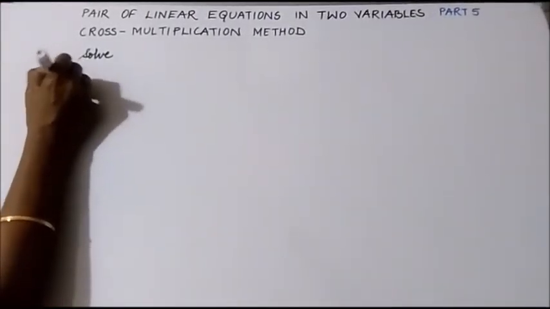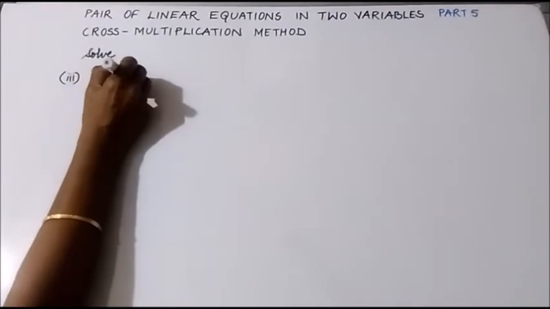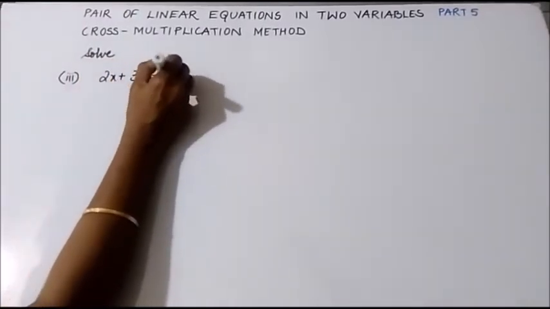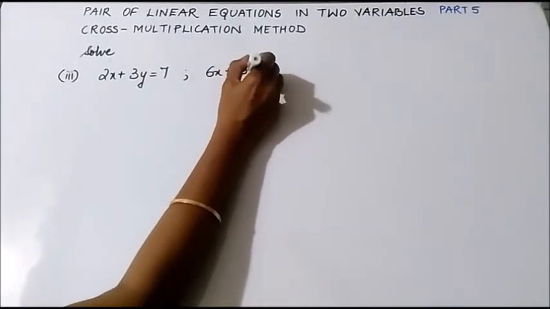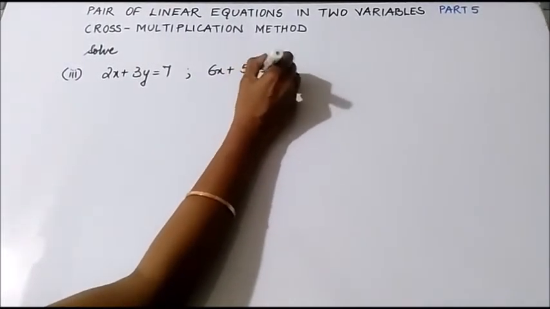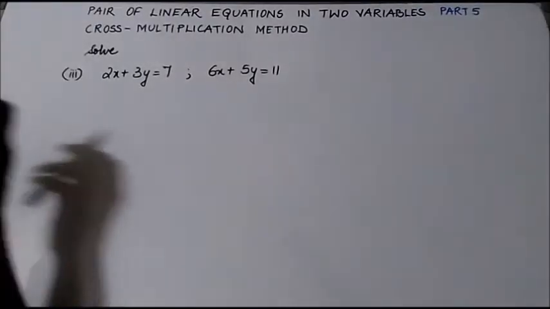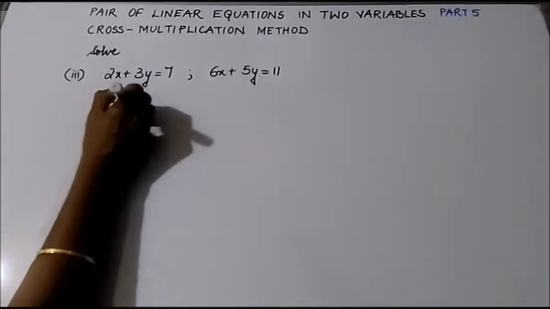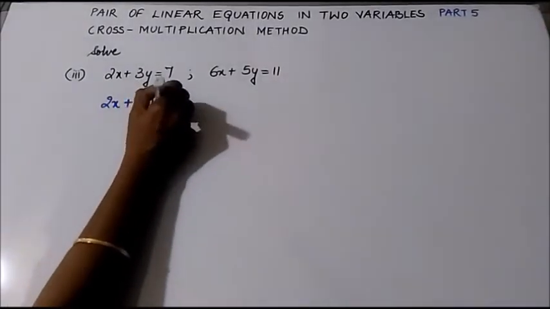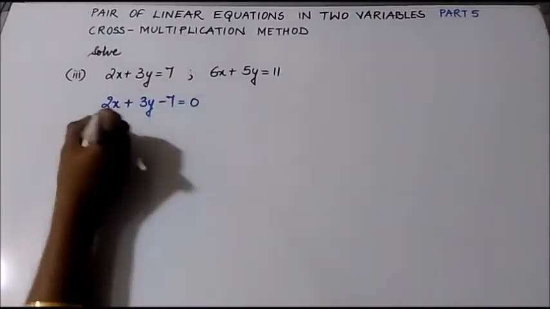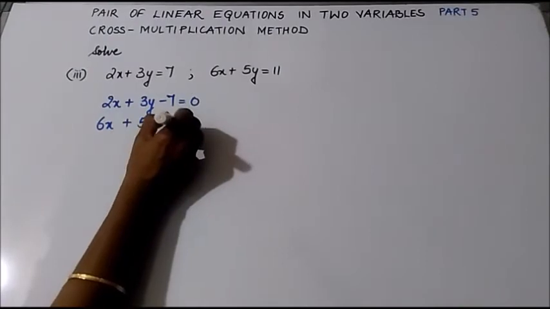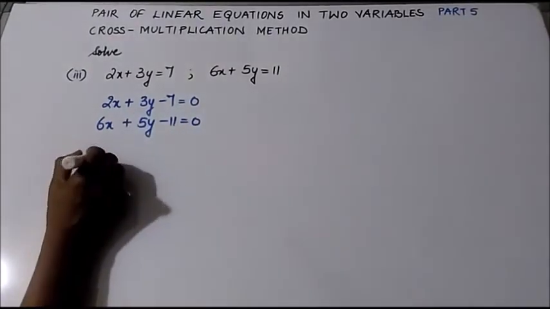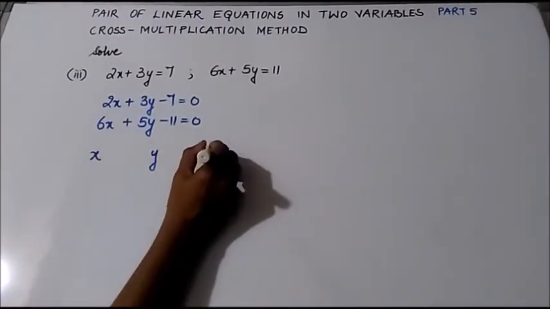Third question: 2x plus 3y is equal to 7, and the second equation is 6x plus 5y is equal to 11. First we write the equation in the standard form, that is 2x plus 3y minus 7 equal to 0, 6x plus 5y minus 11 equal to 0. We write here x, y and 1.